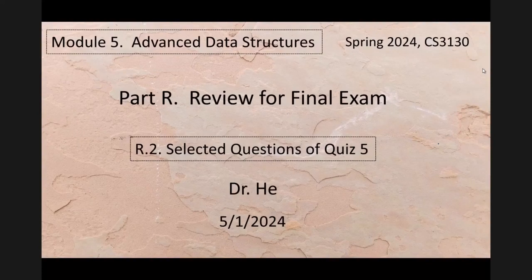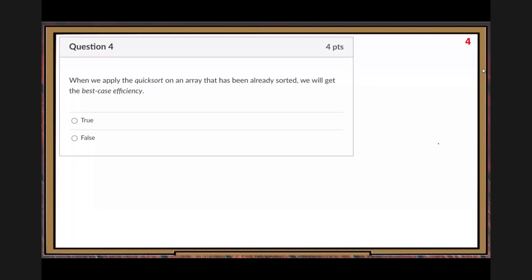Selected questions of quiz 5. Number 4: when we apply quicksort on an array that has already been sorted in ascending order, we will get the best case. False. We will get the worst case, not the best case.